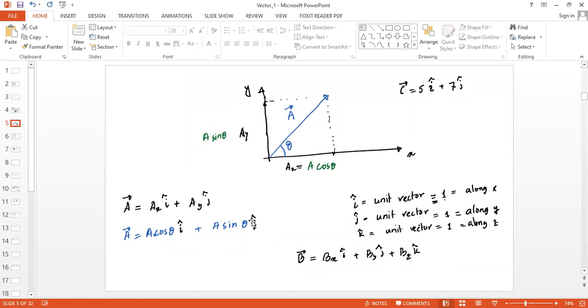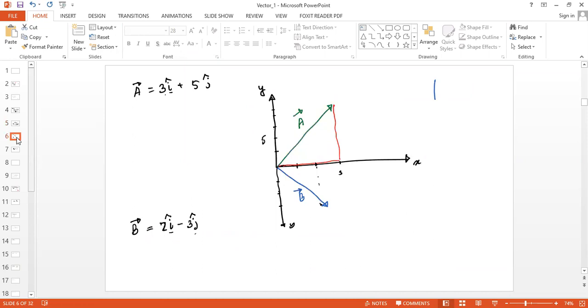If you have a two-dimensional vector, you can write it like Ax i plus Ay j, or A cos theta i plus A sin theta j. And if you have a three-dimensional vector, you can write it like Bx i plus By j plus Bz k. Here, i, j, and k are unit vectors along the x direction, y direction, and z direction. This notation is called unit vector notation.